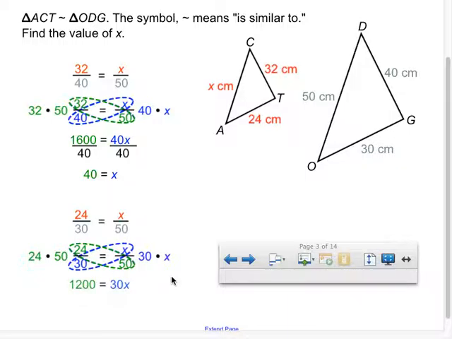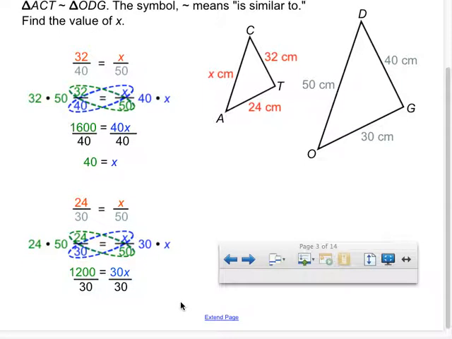1200 equals 30x. Then what are we going to do? We're going to isolate x. How are we going to do that? Divide by 30. Nice. And when we divide by 30, what do we get? 12 divided by 3 is what? 4. So 1200 divided by 30 is going to be what you just said, 40. All right, so two different ways to solve this one.